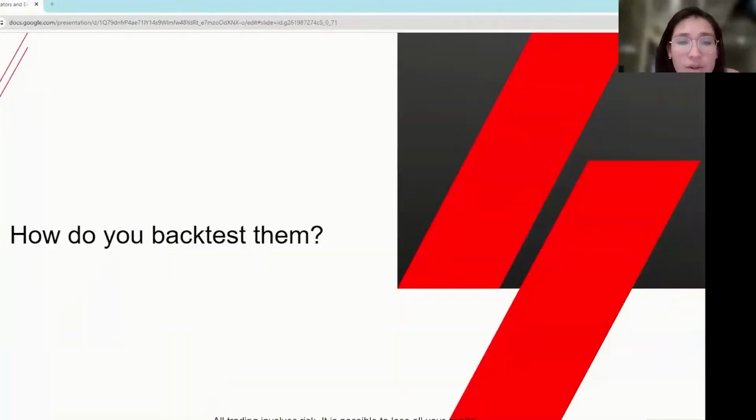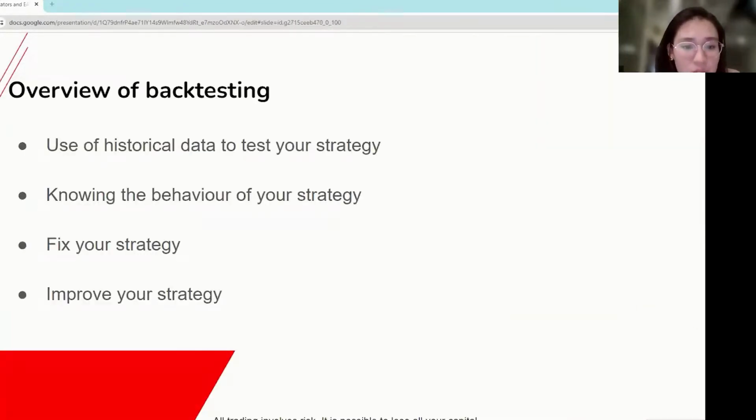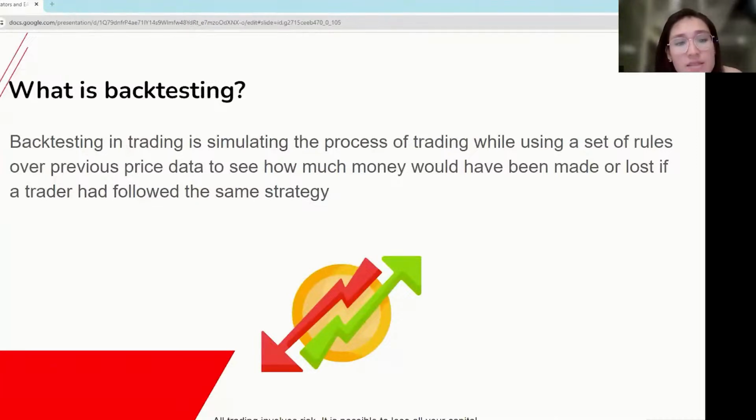So now let's look at how you can backtest these indicators. Just an overview of backtesting: it basically uses historical data to test your strategy and allows you to understand the behavior of your strategy so that you can fix it and improve it. So what exactly is it? Backtesting in trading is basically simulating the process of trading while using a set of rules over previous price data to see how much money would have been made or lost if a trader had followed the same strategy.